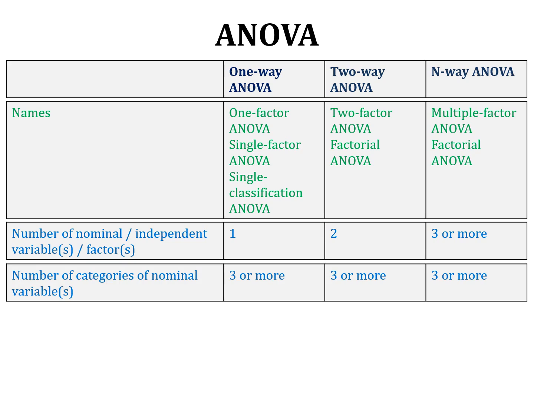Then the number of categories of the nominal variables: in one-way ANOVA, it could be 3 or more. In two-way ANOVA, for each of the nominal variables, it could be 3 or more. And in n-way ANOVA, for each of the nominal variables, it could be 3 or more.